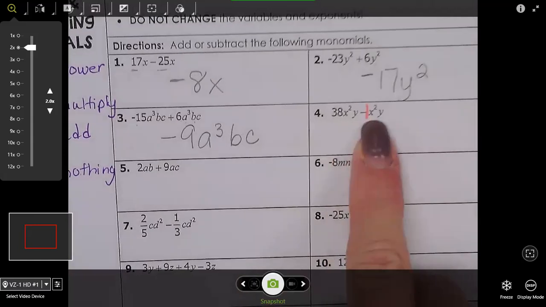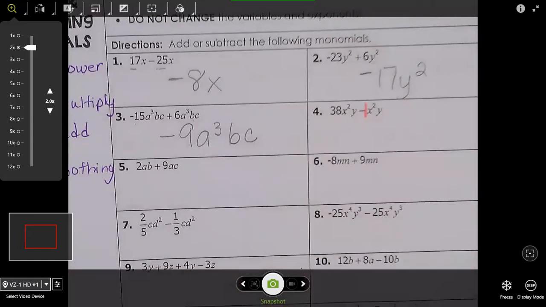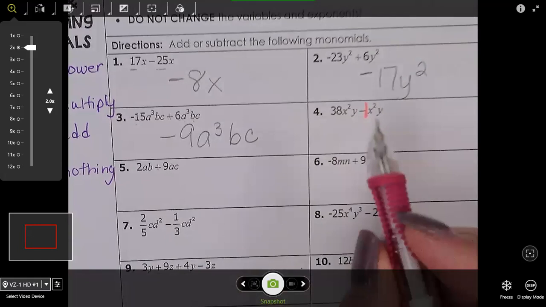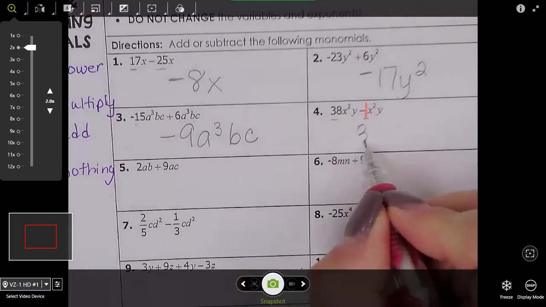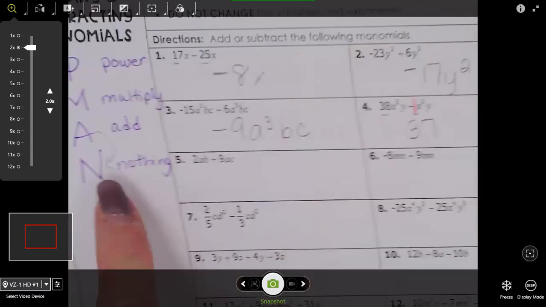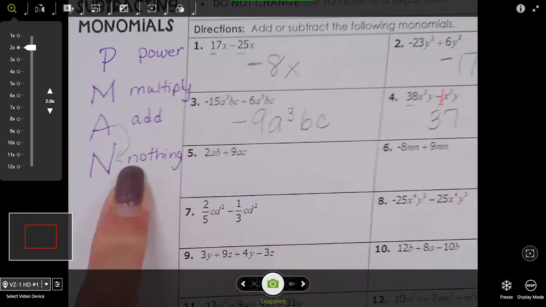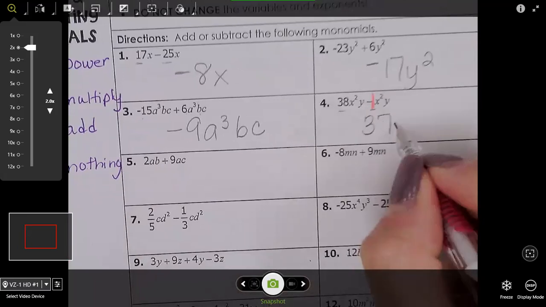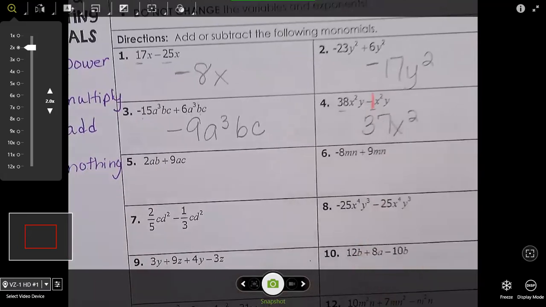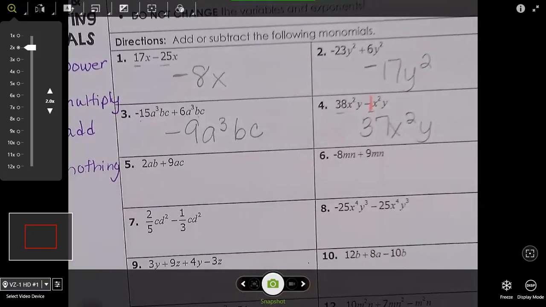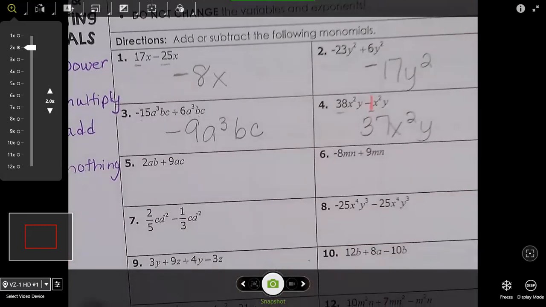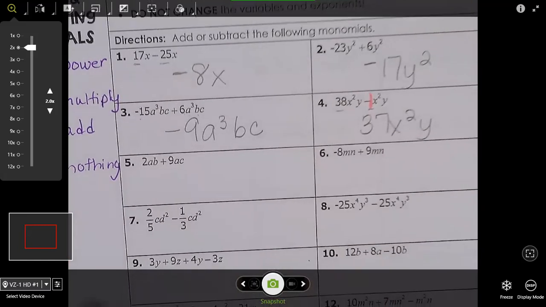X squared, y, y. Okay, they're the same. So I'm just going to work it out. 38 minus 1. And since I added, I do nothing to the variable and the exponent. And hey, remember, I cannot see exponents. So if I read it wrong, y'all correct me, please. Just shout it out. Say, hey, that's a 3 instead of a 2.